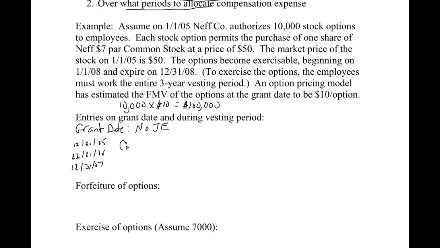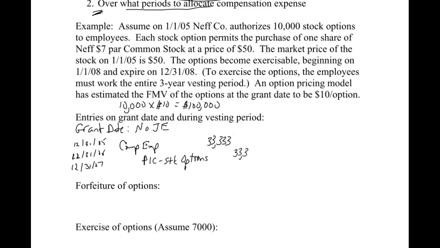We're going to debit compensation expense, because remember, we want to expense it, as it says up at the top of the page, over the service period or vesting period. So we're going to debit compensation expense for a third each year, so 33,333, and I'll just round that. And then our credit will be paid-in capital stock options. If you go back and watch the warrant videos, remember when we had the warrants, we had paid-in capital stock warrants.